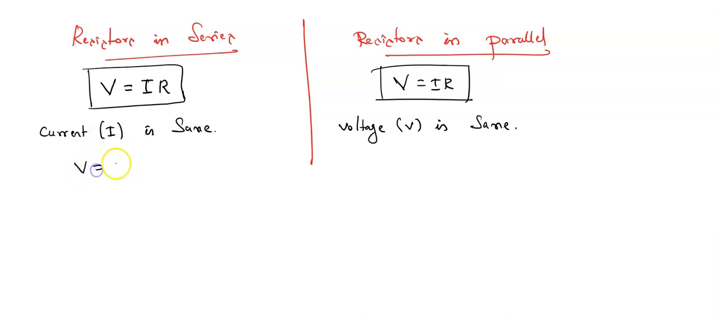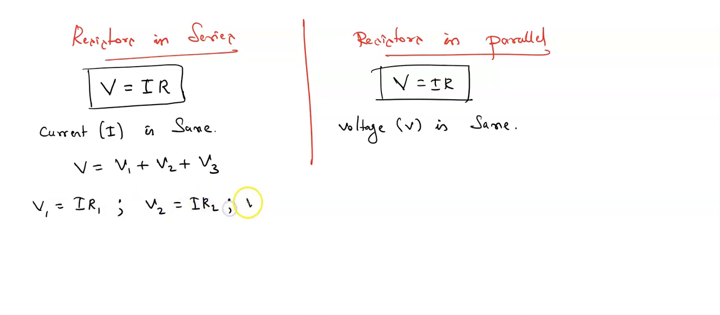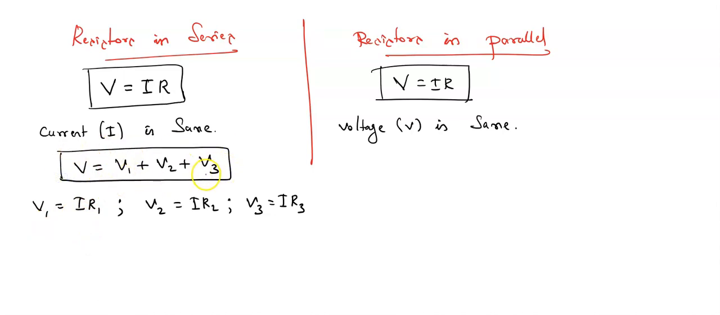But here V is equal to V1 plus V2 plus V3. Then how much will be V1? V1 will be equal to IR1, correct? V2 will be equal to IR2, V3 will be equal to IR3. Then what is V? V is equal to V1 plus V2 plus V3, correct? So let me say this is equation 1 and this is equation number 2.